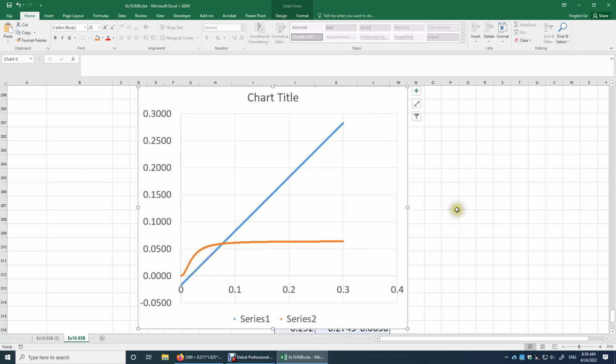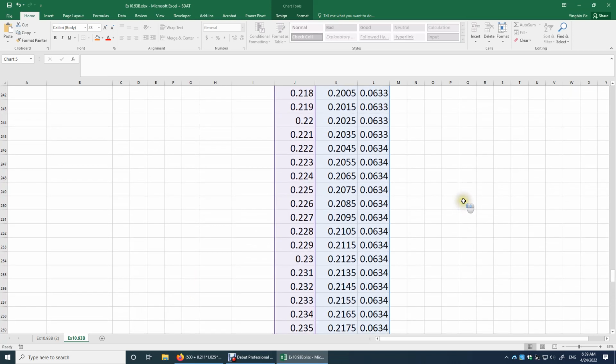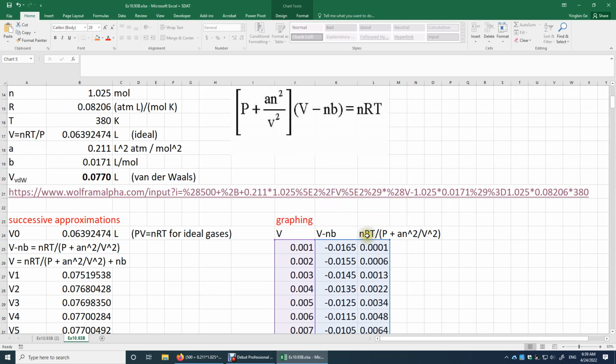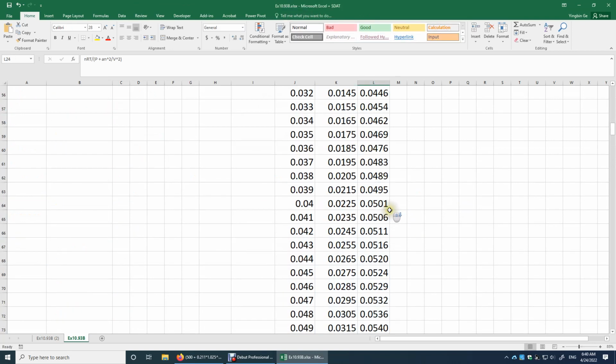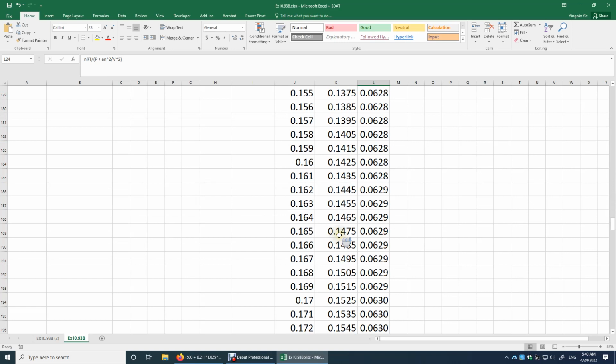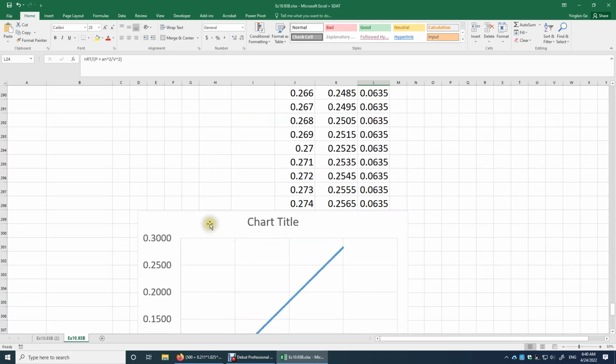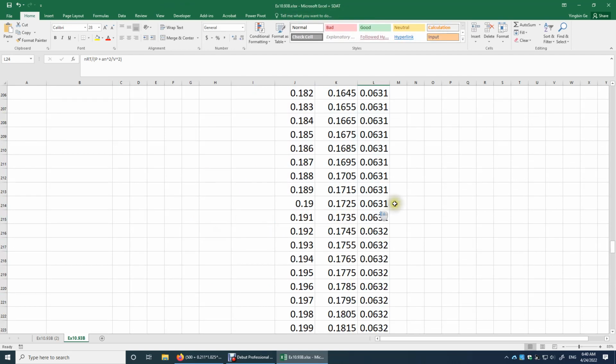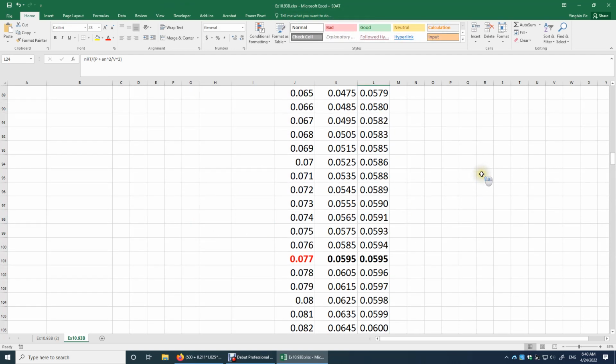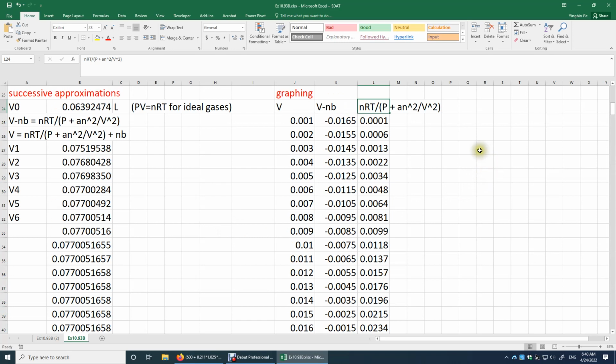This orange line is the more complex equation over here. I want to show you the complex equation up there. It's actually NRT over P plus AN squared over V squared. Alright, so when these two functions cross each other, maybe it's better for me just to do a Control C, Control X, and paste this up there so that you can actually see.